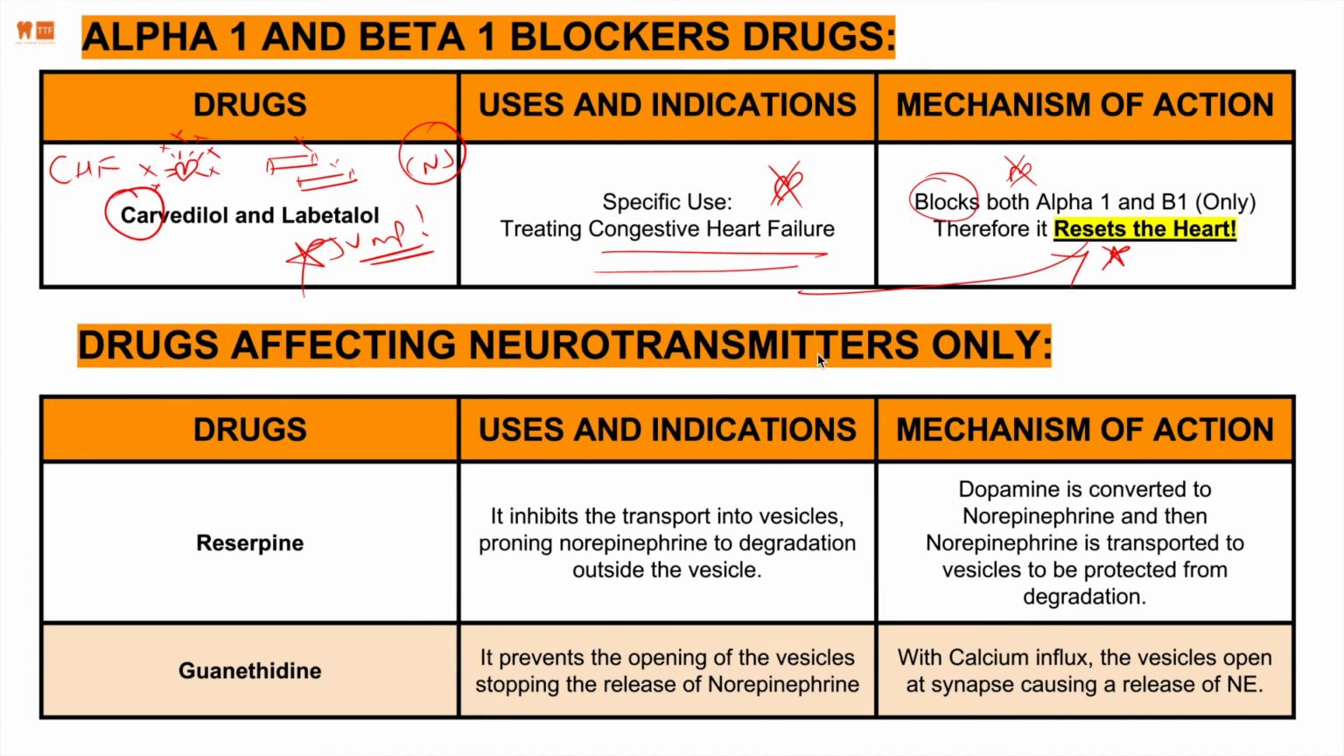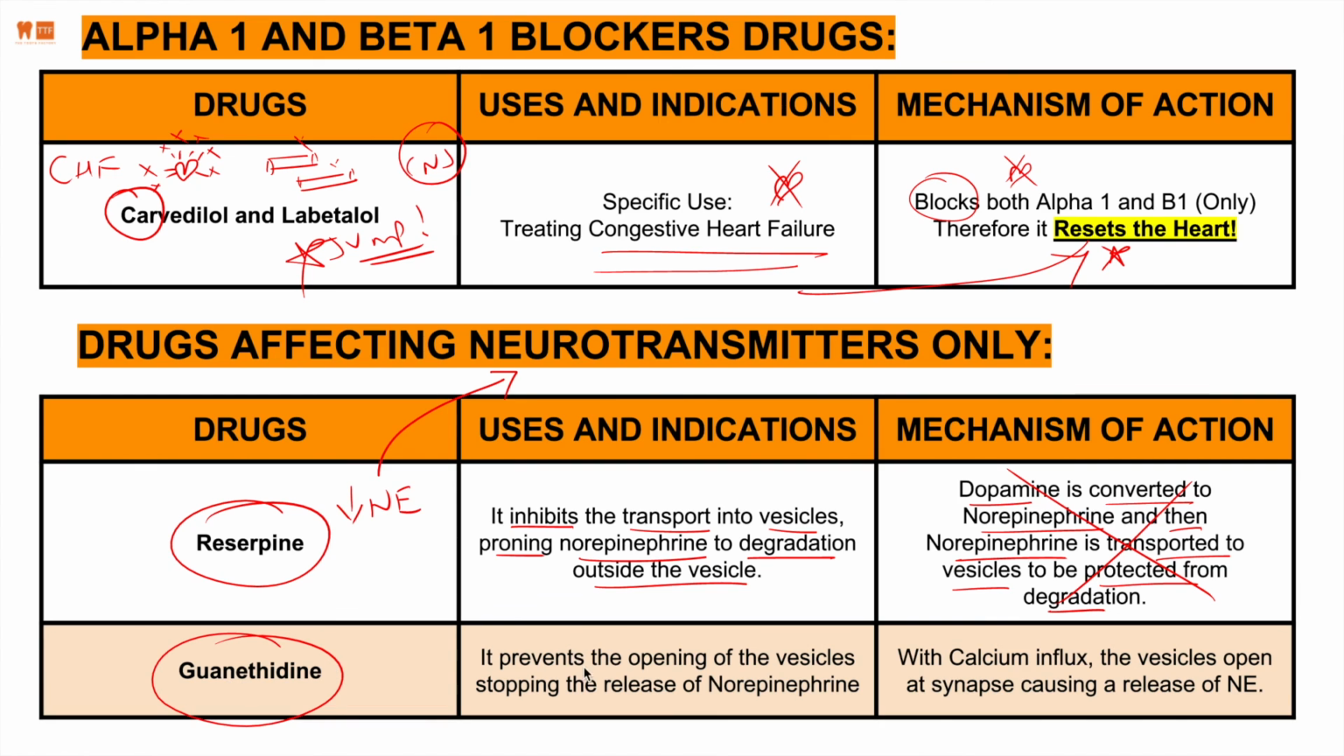Drugs affecting neurotransmitters only, and that brings us back to square one. Remember reserpine from the first slide that we talked about today, that it inhibits the transport into the vesicles, prone to the norepinephrine degrading outside the vesicle. See, when dopamine is converted into norepinephrine, and then norepinephrine is transported into the vesicles in order to be protected, well, reserpine blocks that. And therefore, it reduces norepinephrine components into the synapse. Therefore, it's an anti-adrenergic drug that affects the neurotransmitter.